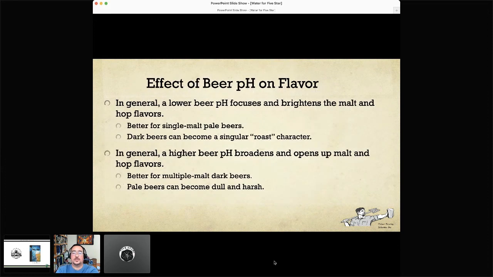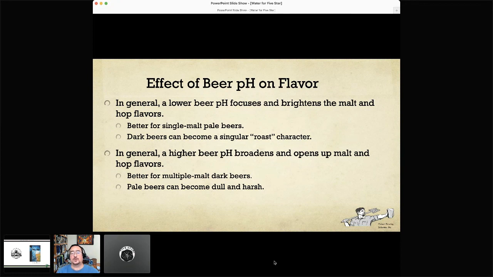The effect of beer pH on flavor. In general, a lower beer pH focuses and brightens the malt and hop flavors. This is beneficial in your single malt pale beers, like your light lagers and your pale ales, where you predominantly have one malt that's supplying all the malt character. A little lower beer pH helps focus and brighten that malt character. Now in dark beers, where you have more specialty malts and some roast malts and so on, this focusing tends to result in kind of a singular roast character, and the beer tends to lose a bit of complexity.